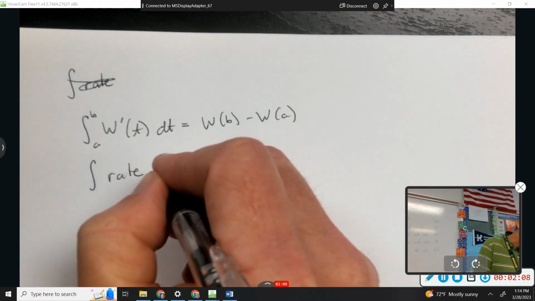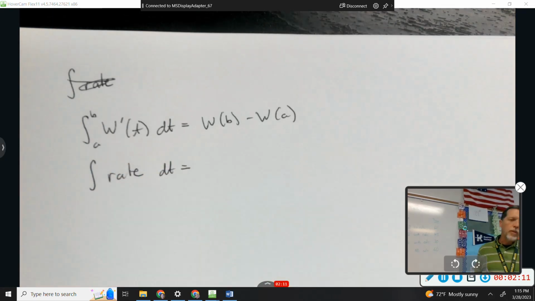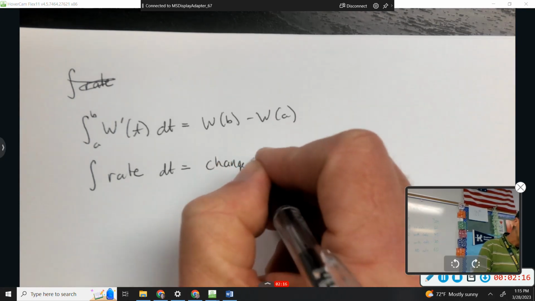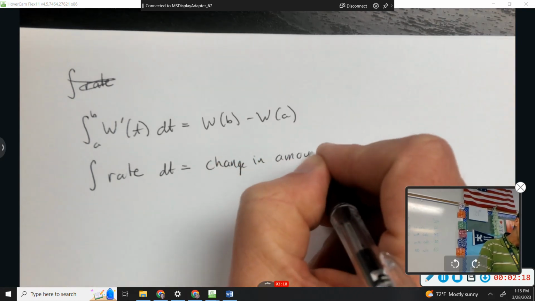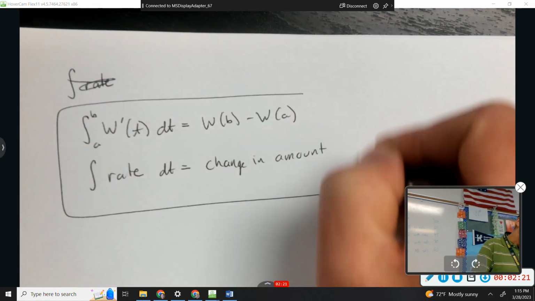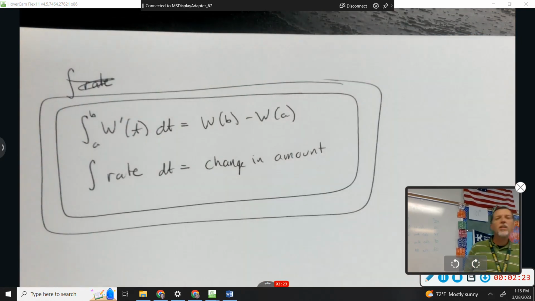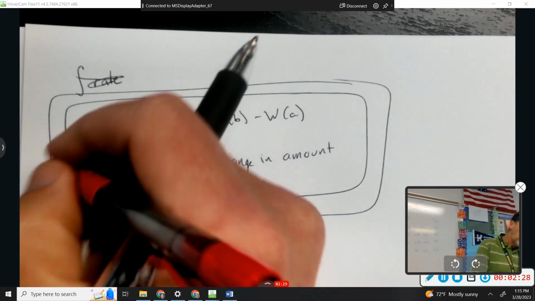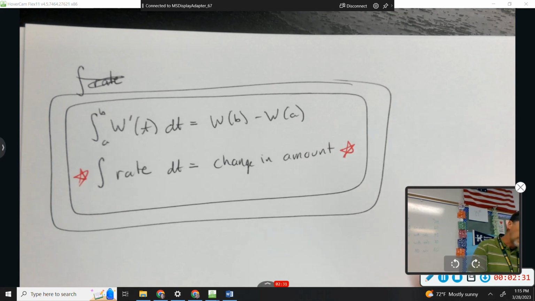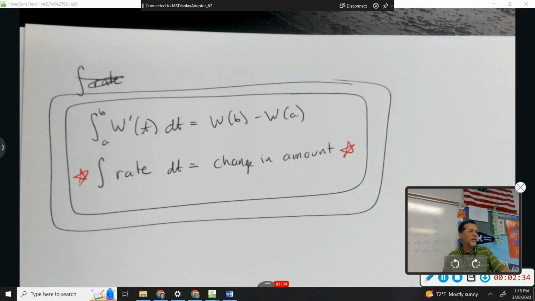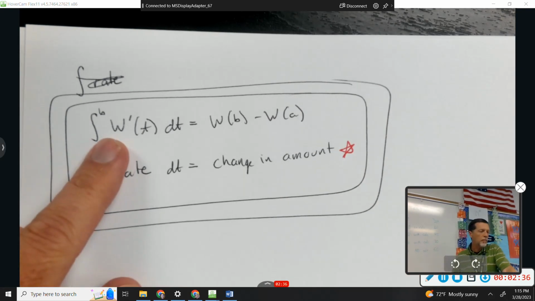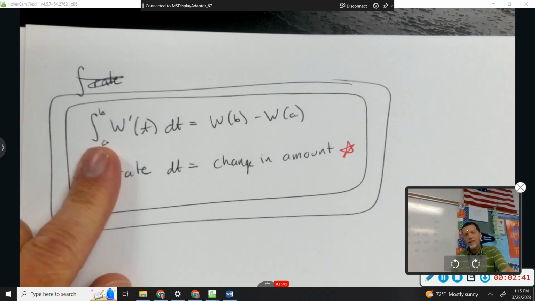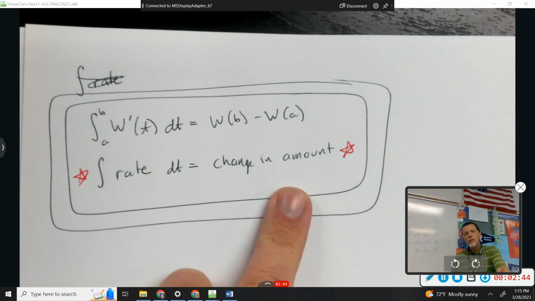Here's a bigger picture way to say that. If you integrate a rate, you get the change in the amount. Integrate a rate, you get the change in the amount. That's kind of the main thing for today. So they're going to give you a rate, and they probably won't even call it W prime. They'll call it W or R or F or G, but they're going to say that it's a rate. And so you know if you integrate that, you'll get the change in the amount.